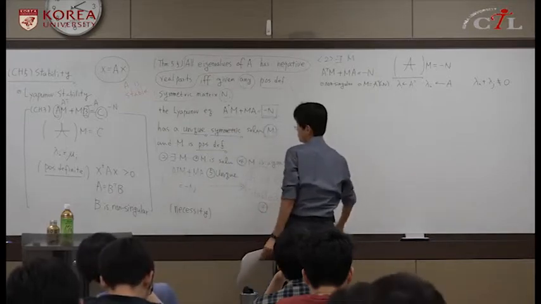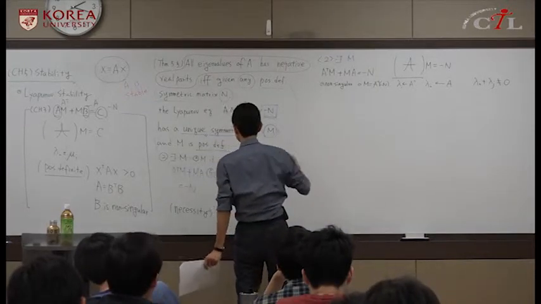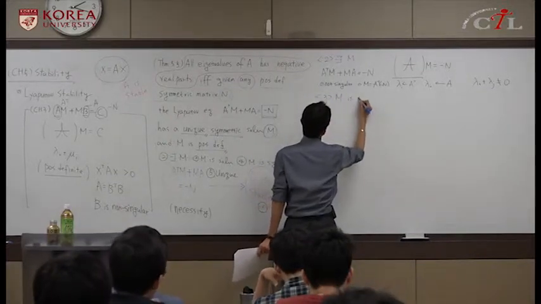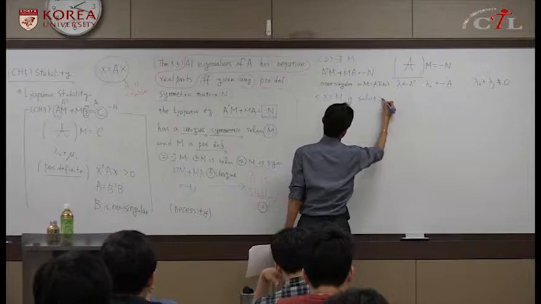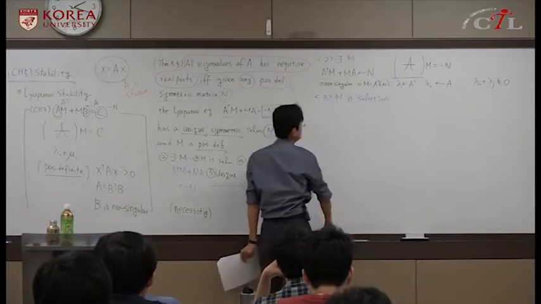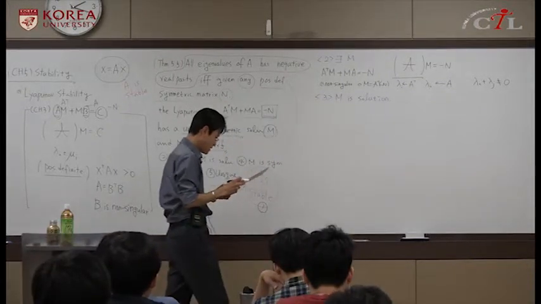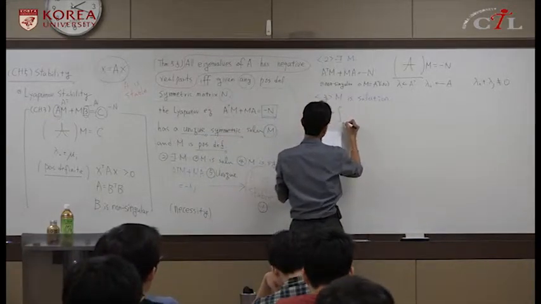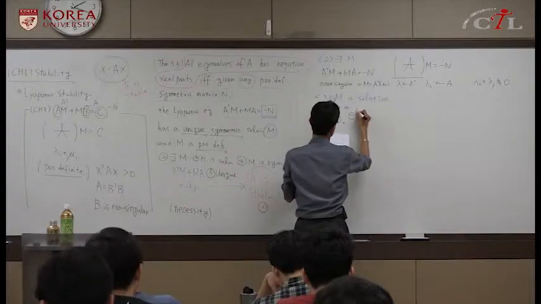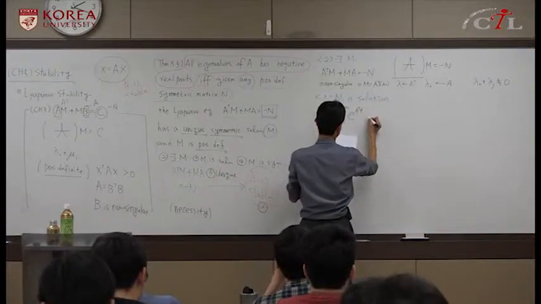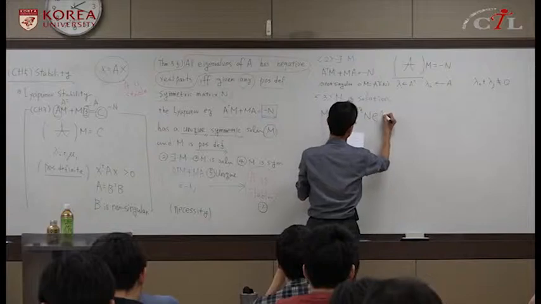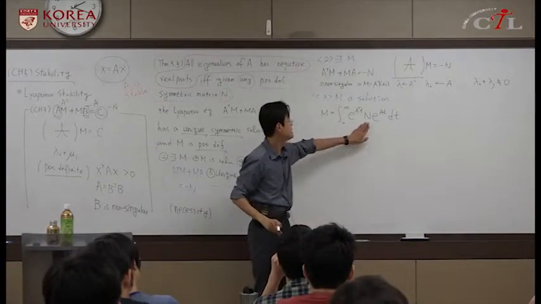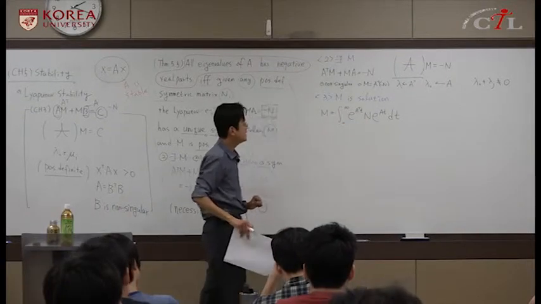Number 3, M is the solution. Then what kind of solution is possible? What type of M could be the solution? Here we assume, let's claim that M is given N and given A. N and A are given.